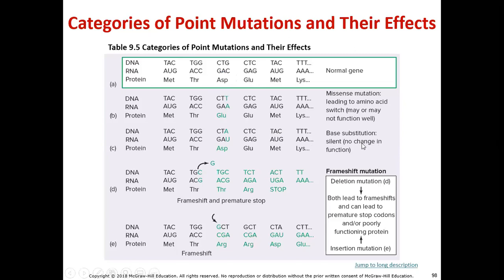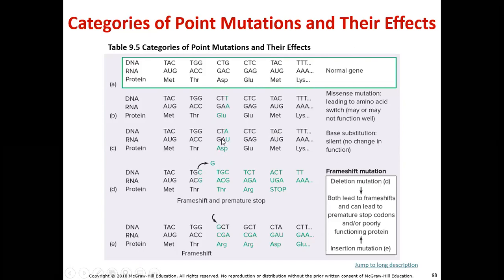A base substitution, no change in function. So this was the original codon. Down here it becomes CTA. So in other words, the G changes. The codon becomes GAU, and you get a different amino acid. But if there's no change in function, I'm sorry, you get the same amino acid. Up here, you got a different amino acid.